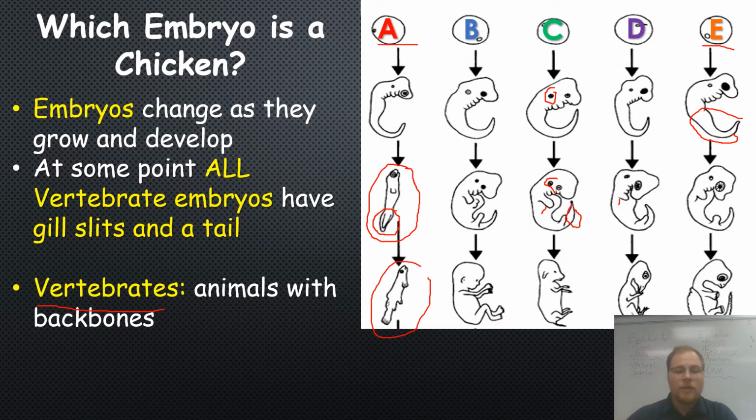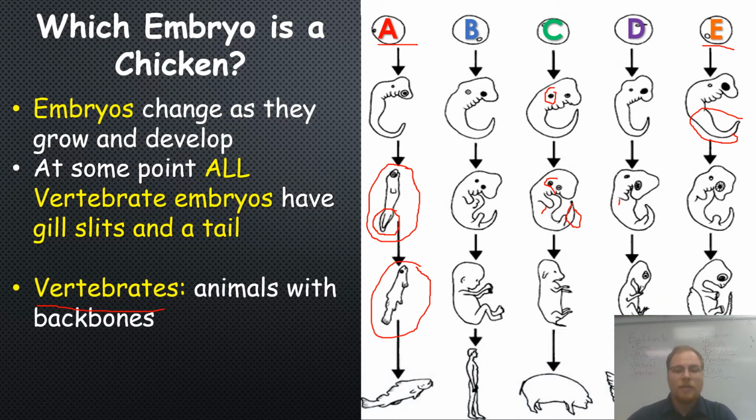This guy right here is a fish, by the way, and as they completely grow into adulthood, you can see the difference between a chicken and a turtle, but early on, these guys both have the tail and they both have gill slits. Now, this kind of suggests that early on you had some ancestor that had gill slits and tails for all vertebrate animals.